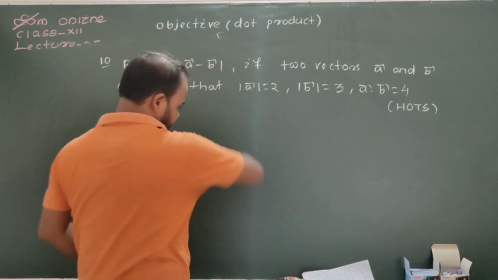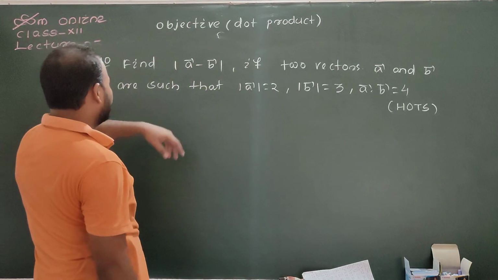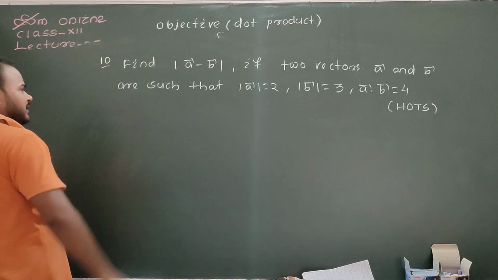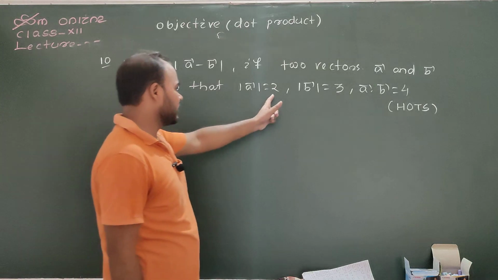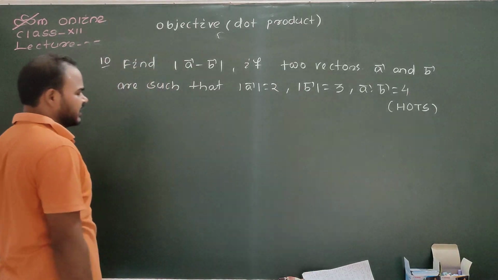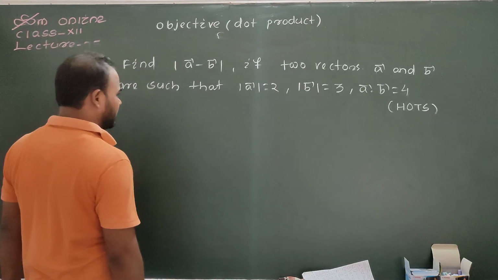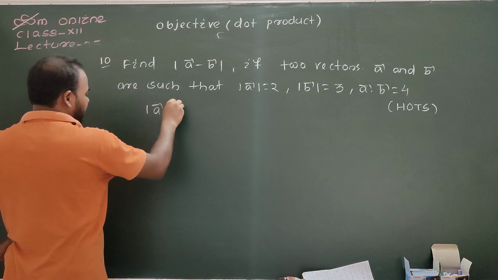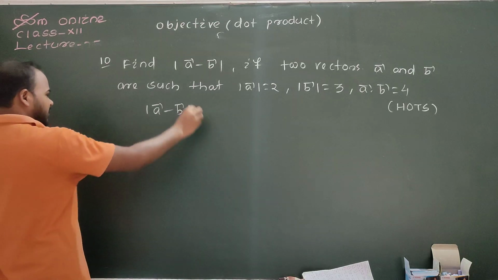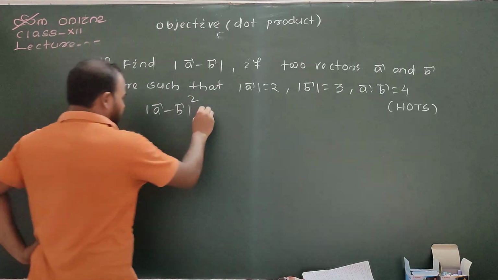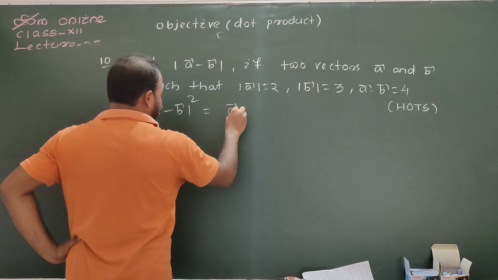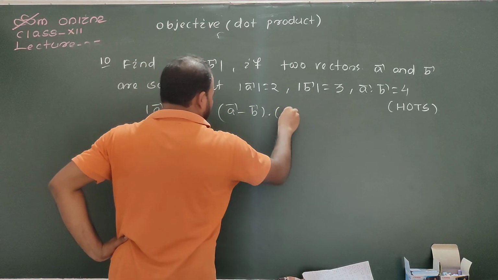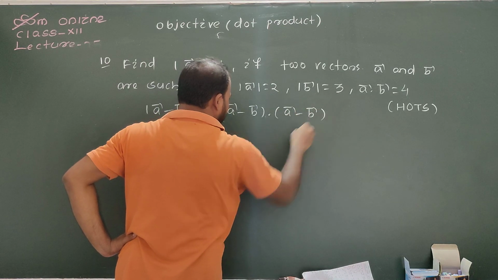Now we need to find out magnitude of vector a minus vector b if two vectors a and b are such that magnitude of a is 2, magnitude of b is 3, and scalar product is 4. Now magnitude of vector a minus vector b, we can write its square, and this is equal to vector a minus vector b dot vector a minus vector b.